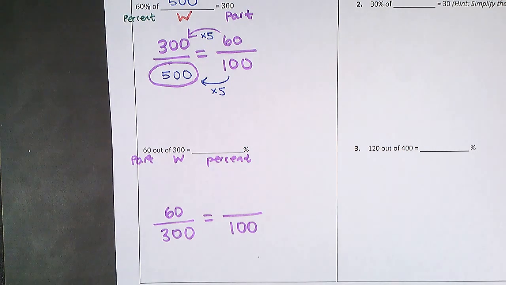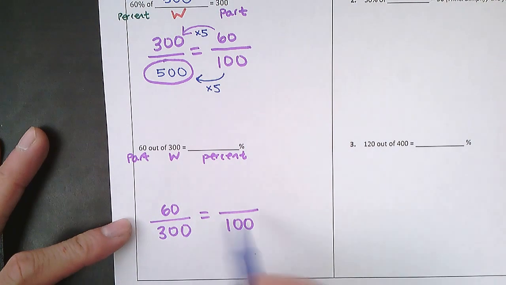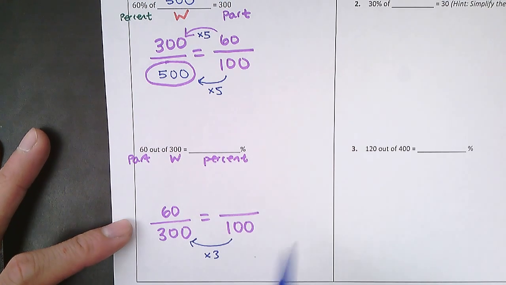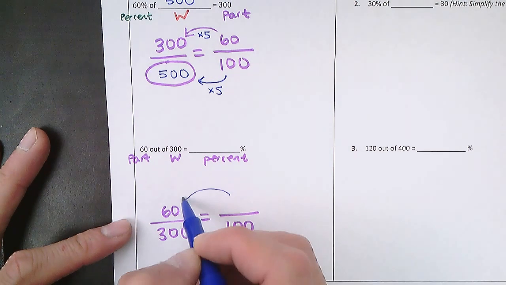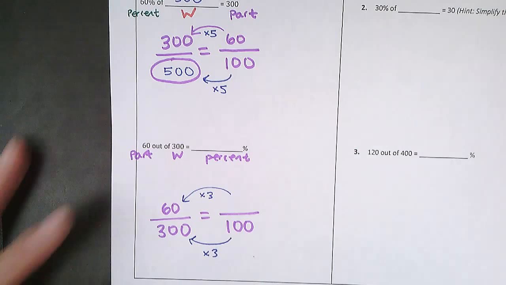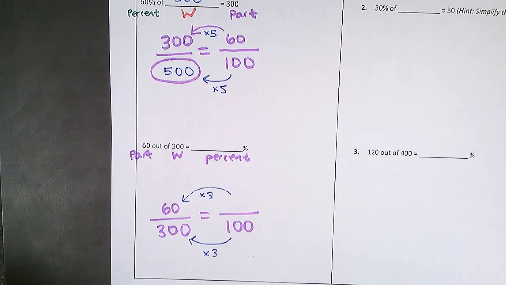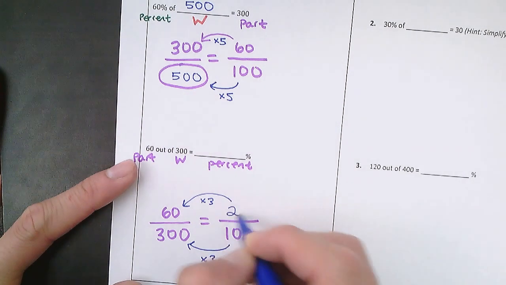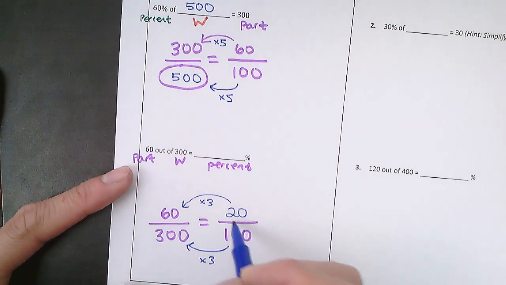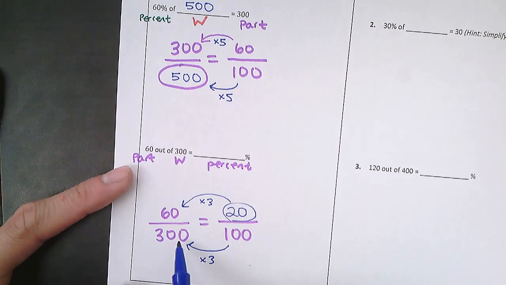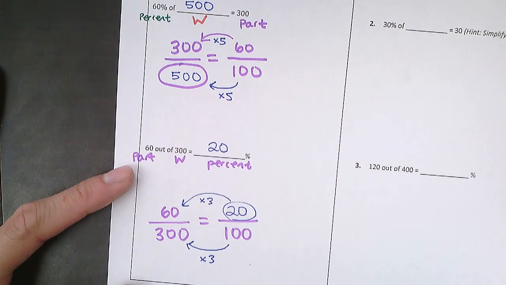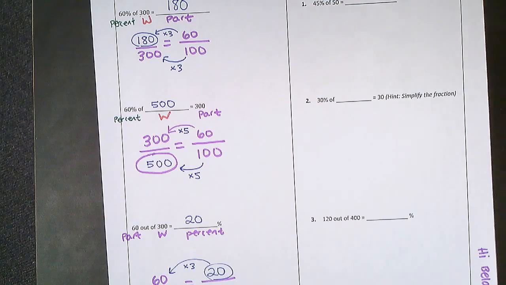All right, this looks familiar. How can I go between 300 and 100? Well, I can multiply 100 times 3 or divide 300 by 3. And then if I'm doing that, I have to do the same thing here. And I think to myself, what number times 3 gets me to 60? Or 60 divided by 3 gets me to what number? 20. There we go. So 60 out of 300 is the same thing as 20%. All right. Got that example down.